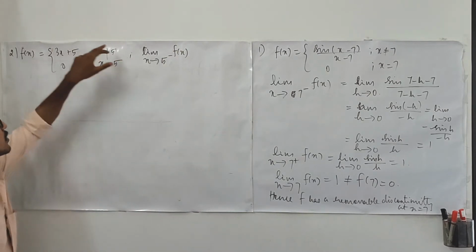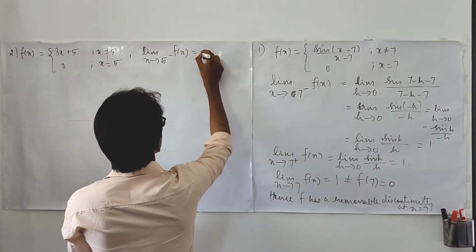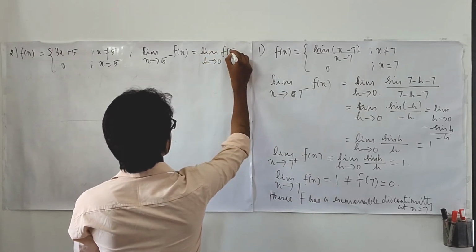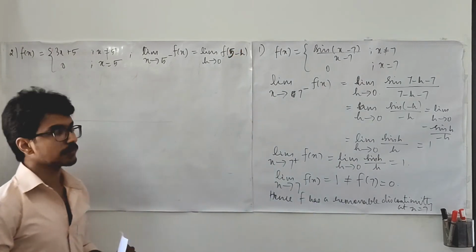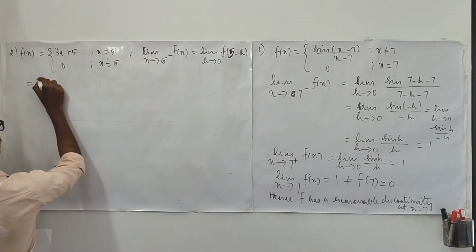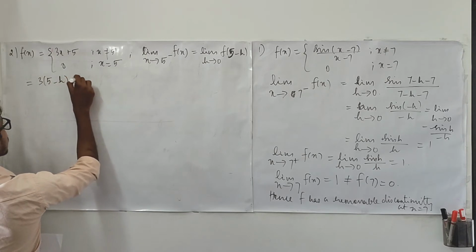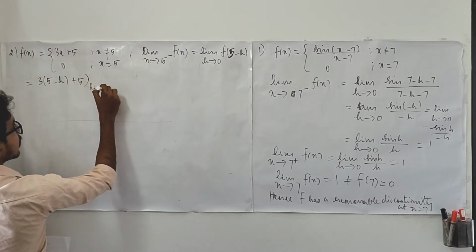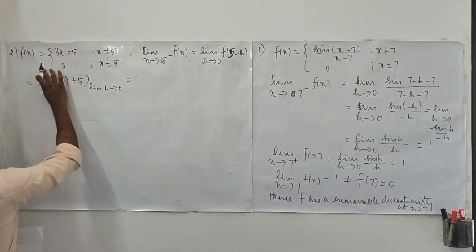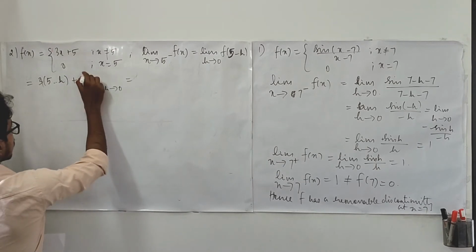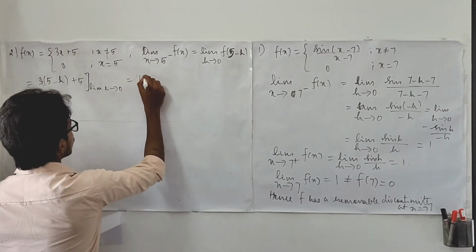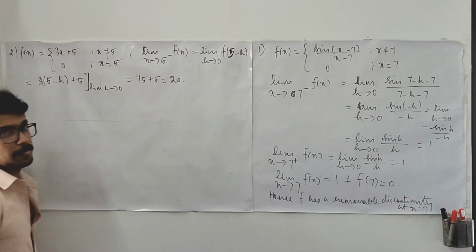So 5 minus, in the sense it will land in this category, so it is going to be limit h approaches 0 of f of 5 minus h. In the place of x we have to substitute 5 minus h, so it is going to be 3 times 5 minus h plus 5, and we take the limit as h approaches 0. When we make h approach 0, it is going to be 15 plus 5, which is 20, right?